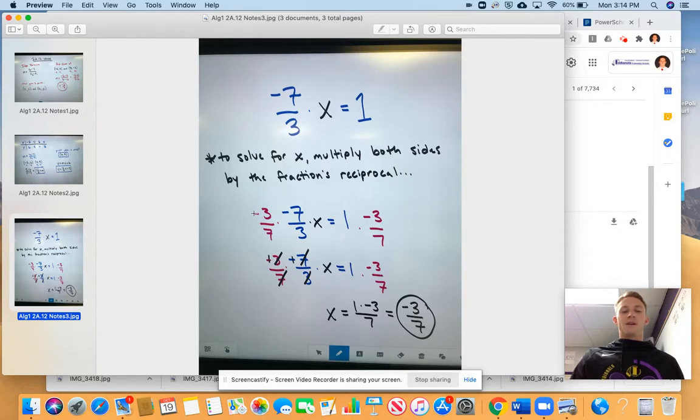Well, as we see here, a negative times a negative turns into a positive. The 3's on top, the 3's on bottom, they cancel. 7's on top, 7's on bottom, they cancel. X is by itself. We have solved for x.